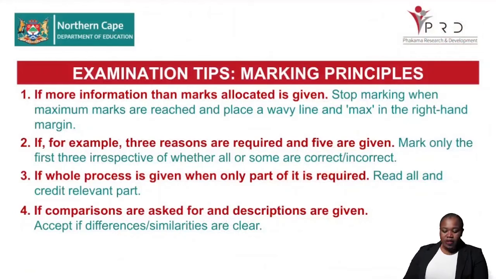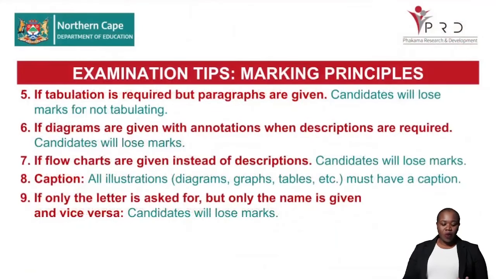Secondly, if, for example, 3 reasons are required and 5 are given, mark only the first 3, irrespective of whether all or some of them are correct or incorrect. If whole process is given when only part of it is required, read all and credit the relevant part. And then number 4, if comparisons are asked for and descriptions are given, accept if differences and similarities are clear. So if you do not have a clear answer on what are the similarities and what are the differences, then you will not be credited.